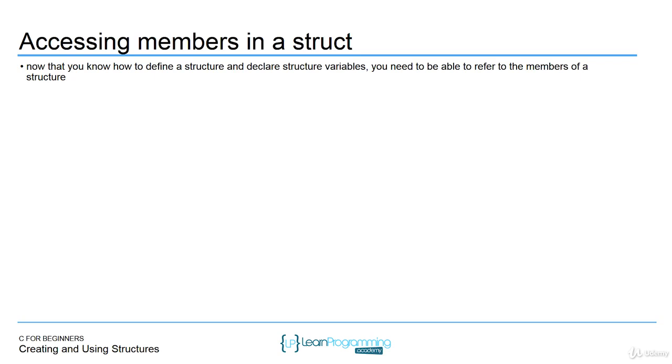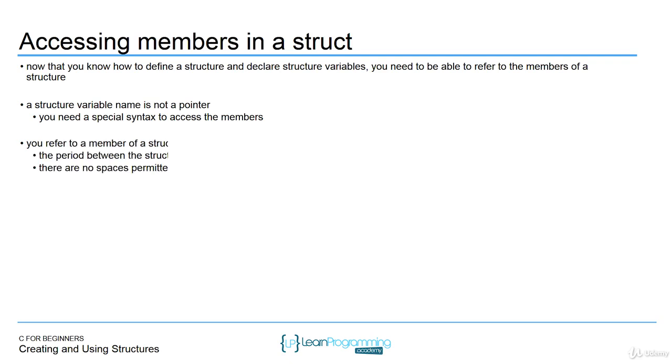So now that you know how to define a structure, and now you know how to declare structure variables, you now need to be able to understand how to refer to those members of a struct. Right? You have to access them. If you couldn't access them to see the values or set values, it would be useless. So a structure variable name is not a pointer. So you need a special syntax to access the members. Because pointers usually contain just the value of an address. Right? And if it's not a pointer, then you're going to need some special syntax.